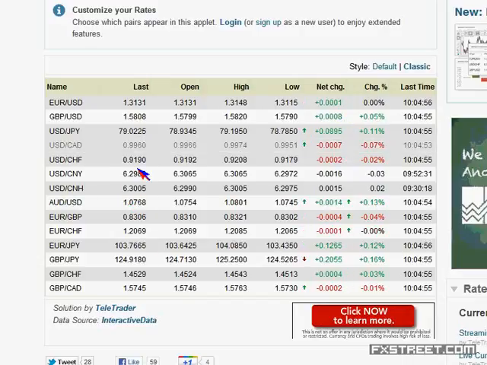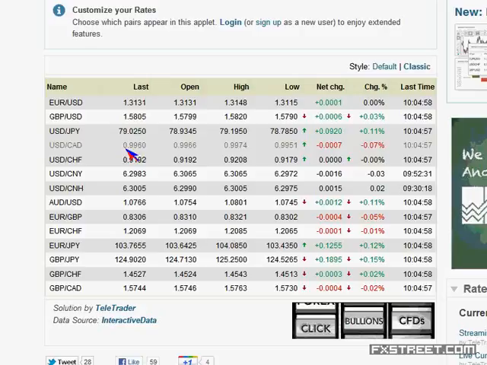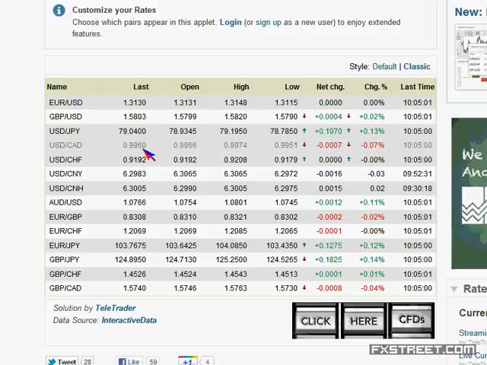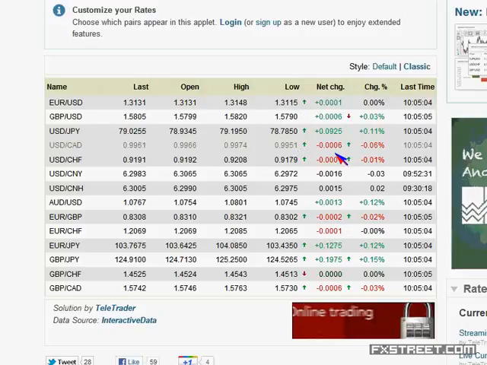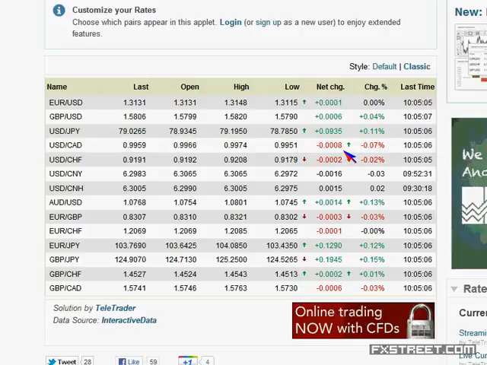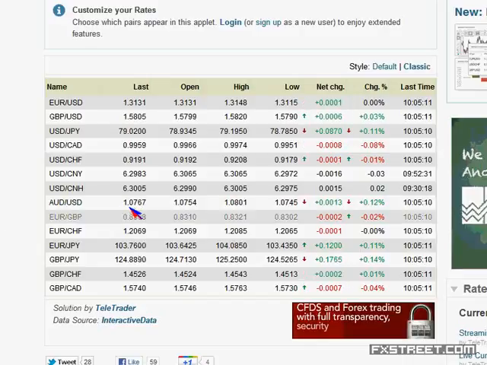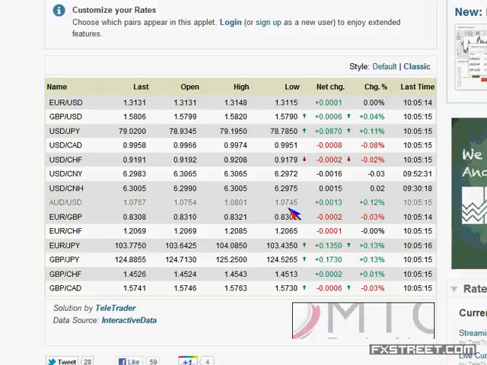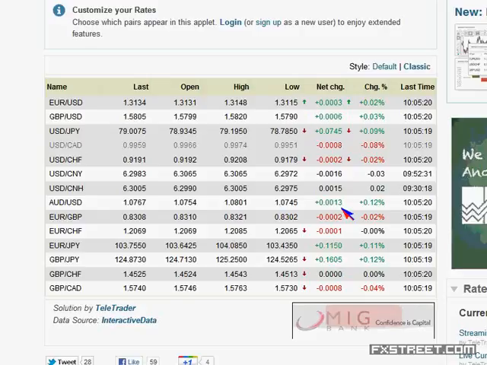With regard to the commodity pairs, Canadian dollar, USD CAD is trading around 99.60, 99.74 is the high, 99.51 is the low, 7 pips negative net change is seen. And in the case of Australian dollar, it is trading around 1.0768 and 1.0801 is the high, 1.0745 is the low, 13 pip positive net change is seen.